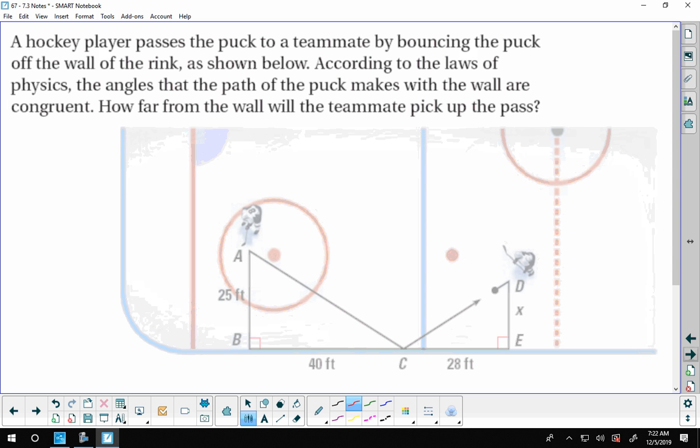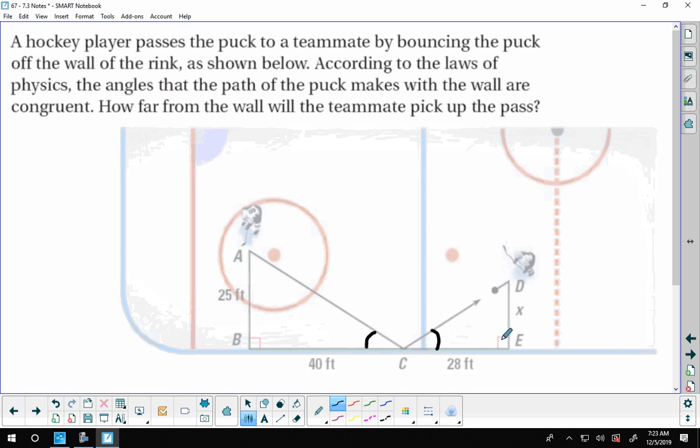So a hockey player passes a puck to a teammate by bouncing the puck off the wall of the rink. So here's the hockey player. He bounces the puck off to his teammate. According to the laws of physics, the angles that the path of the puck makes with the wall are congruent. So they are telling us that these 2 angles are congruent.